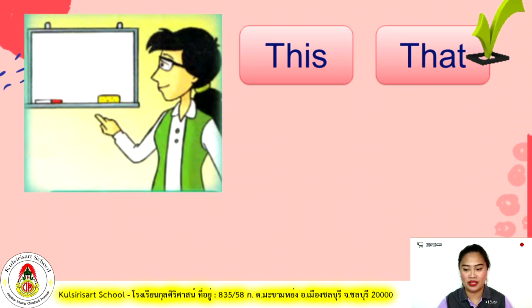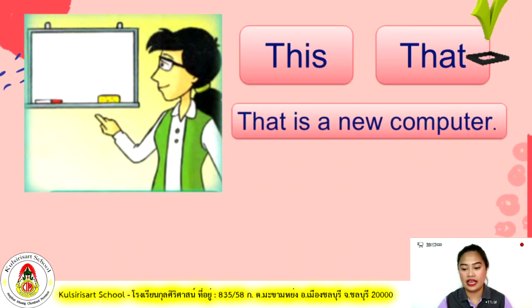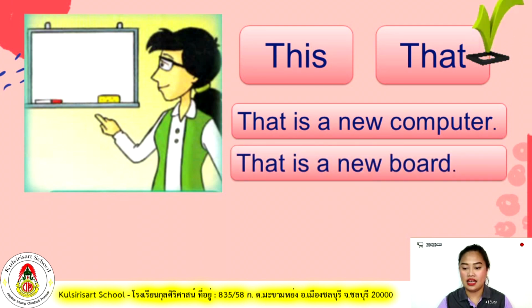Far from you. Now for sentences, I have here, that is a new computer. Next we have, this is a new board. What do you think is the answer? Is it the first sentence or the second sentence? Can you say it again? Okay, now let's find the answer. The answer is, that is a new board. Who got it correct?